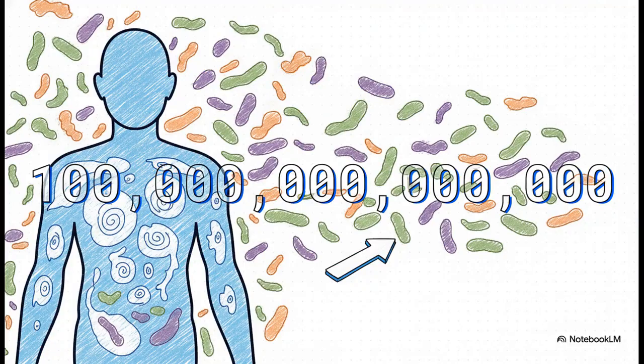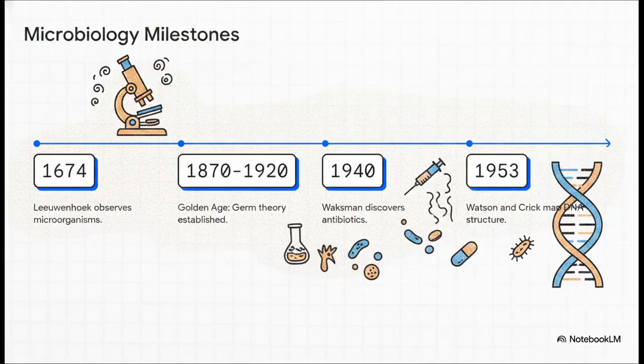Before we get into the history, I've got to hit you with a totally mind-blowing fact. 10 to the 14th power. That is 100 trillion. A single human being contains roughly 10 to the 13th power of their own human cells, but you harbor 10 to the 14th power of bacterial cells. In fact, 10% of your total dry body weight is entirely bacterial. You are, quite literally, a walking, talking ecosystem. So how did we even find out about our tiny tenants?